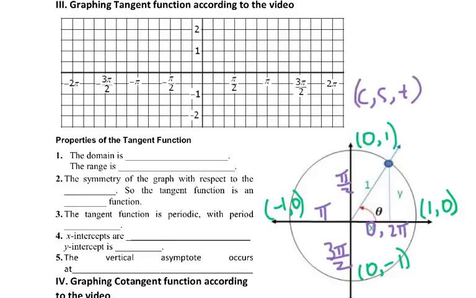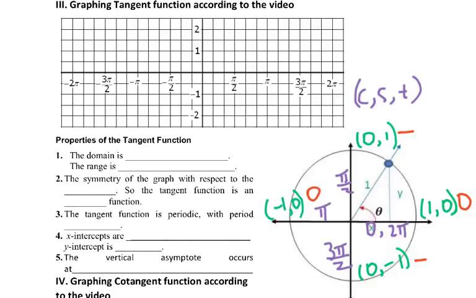Since we graph the tangent function, I need the tangent function value for all these 5 quadrantal angles. So you have tangent equals S over C, meaning sine over cosine. So 0 over 1, that's 0. 1 over 0 means undefined. Here's 0, then undefined.